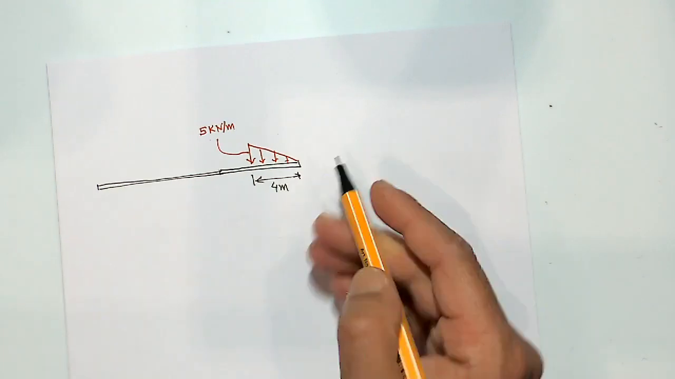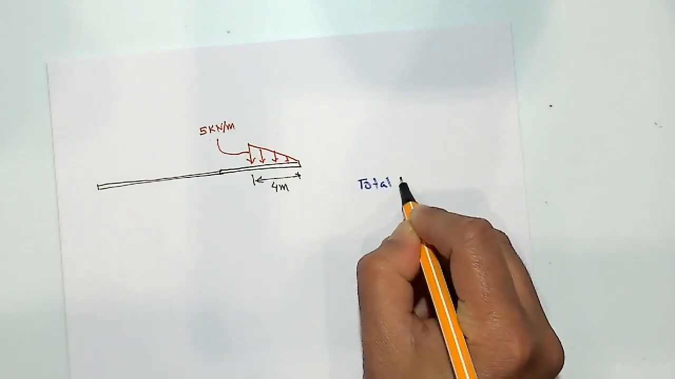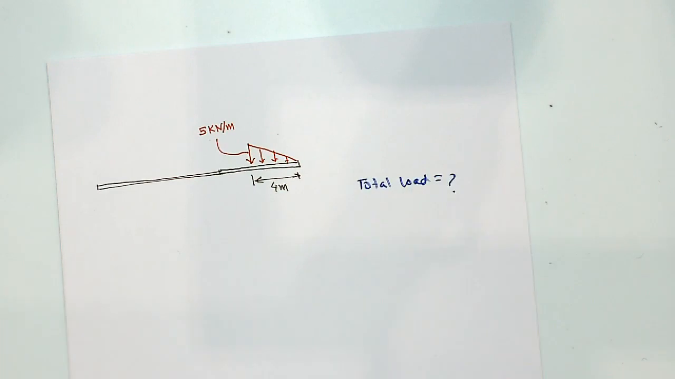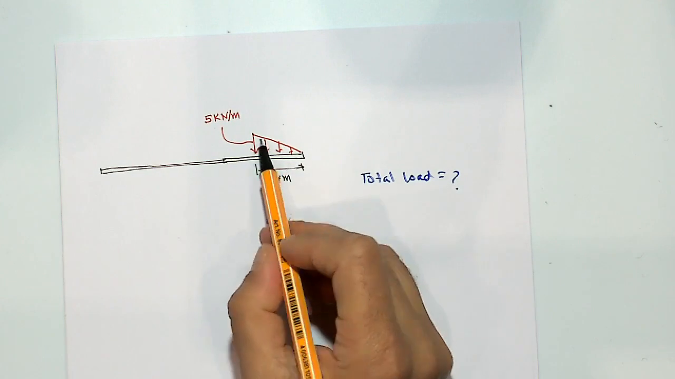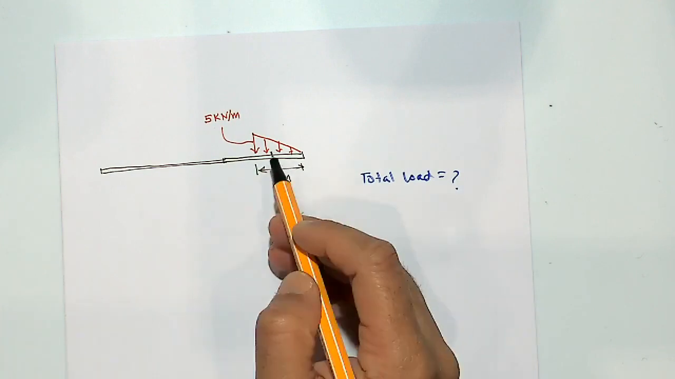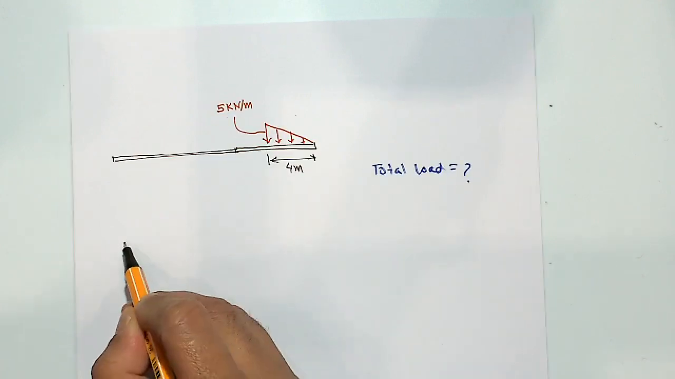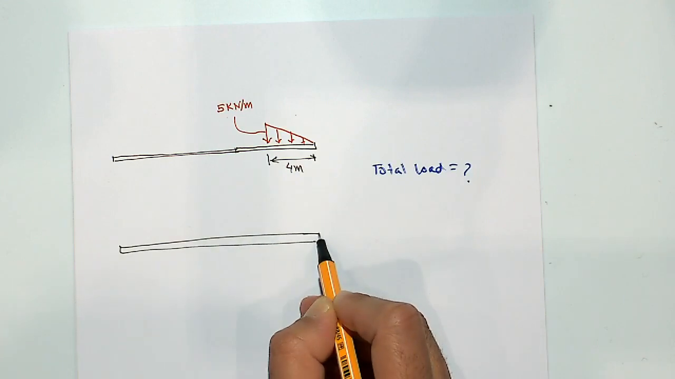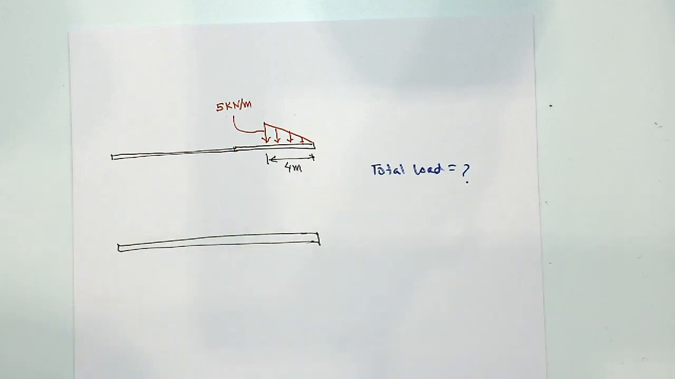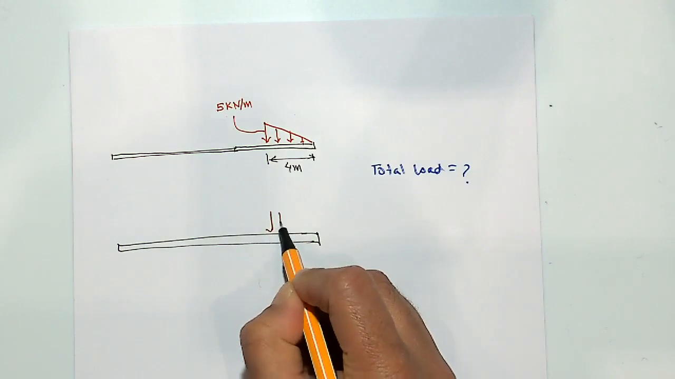What do you think? The question is, what is the total load if the load is triangular? Yes. Sir, there is a total load of 20 kilonewtons, which acts 4/3 of a meter from the right-hand end. Okay, so are you sure it is 20 kilonewton? 20 kilonewton, okay. So what happens if the loads are like this?